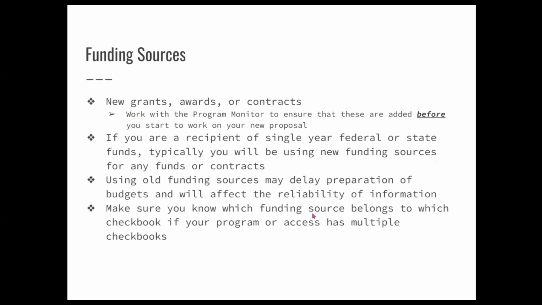For new grants, contracts, or awards, work with your program monitor to ensure that they are added before you start to work on a new proposal. If we're expecting to have new awards and those funding sources aren't created yet, when you get into Martus to prepare your budget, you won't be able to access those. You can't create them and neither can Martus. So make sure we're reaching out to our monitors to get those funding sources ready. We still have 6 days till budgets are due, so if you have new funds, we should be making those contacts to the program monitors now.